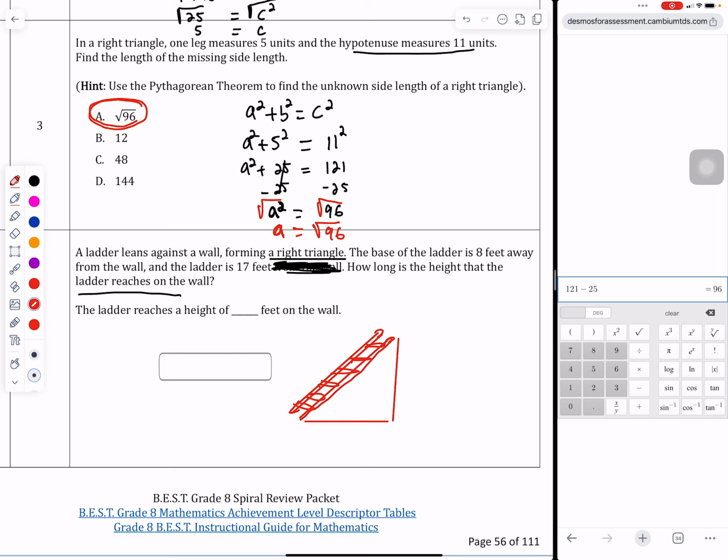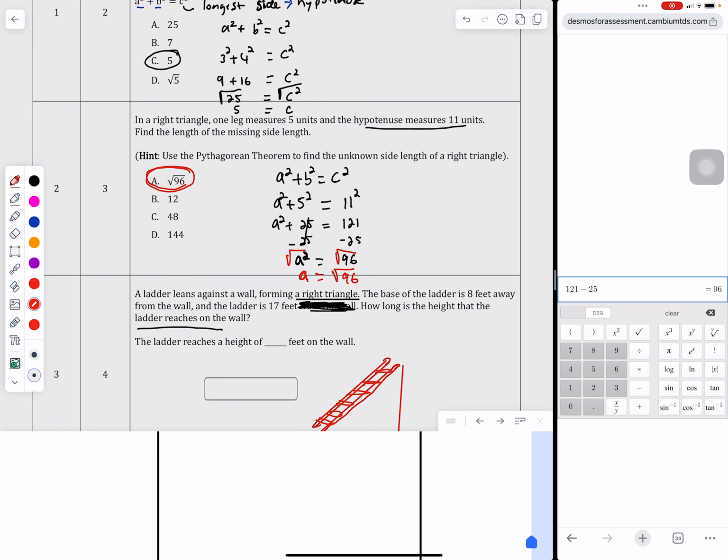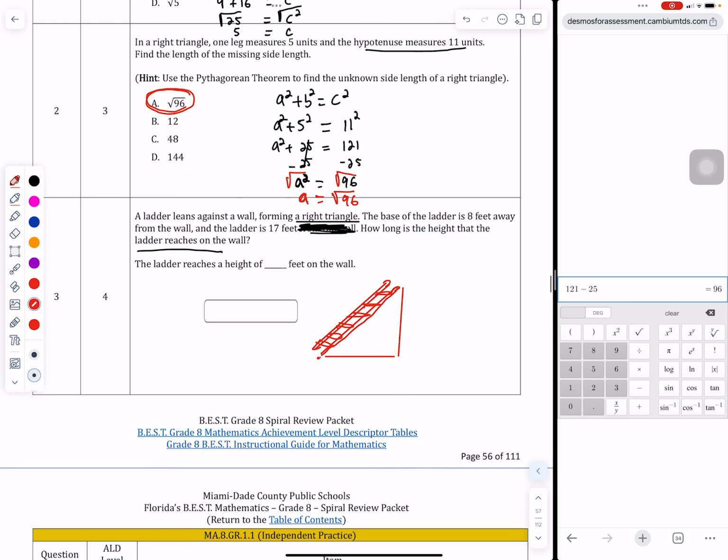The base of the ladder is 8 feet away from the wall. So my base is right here, and it's 8 feet away from the wall. So I have a right triangle like this. This is 8. The ladder is 17 feet.